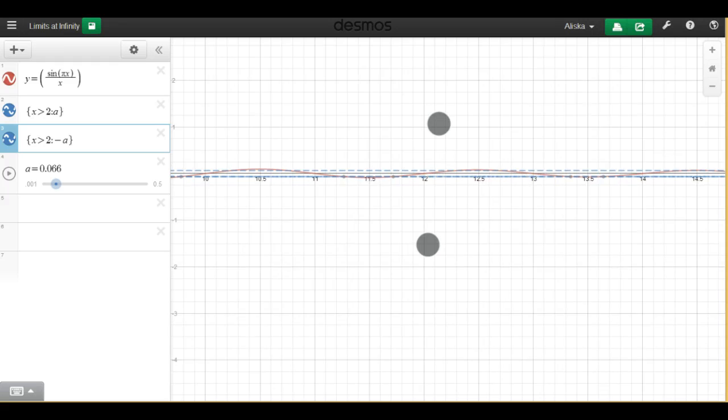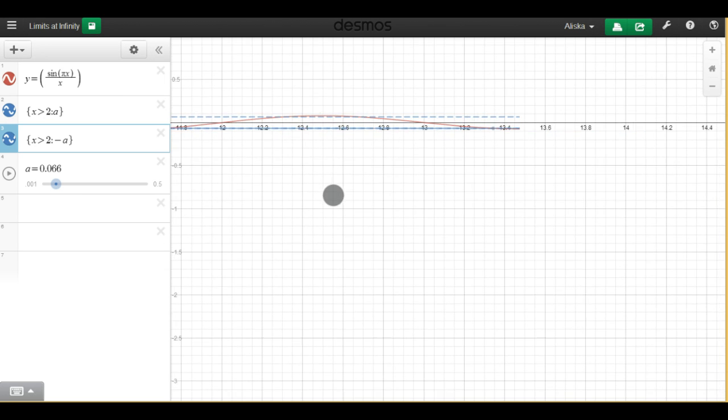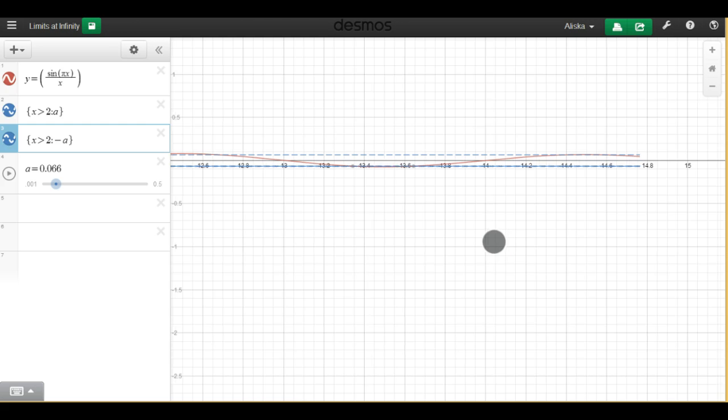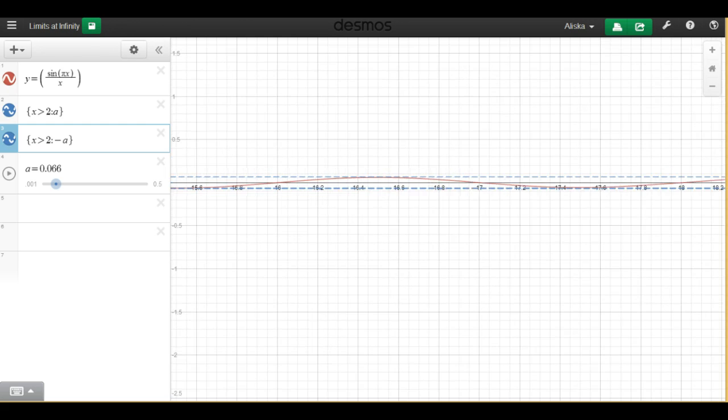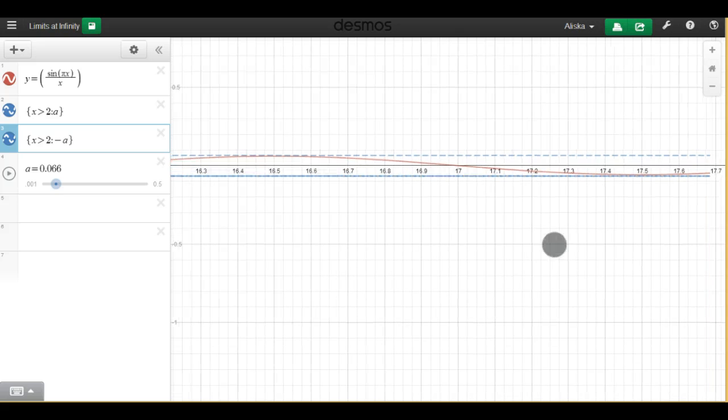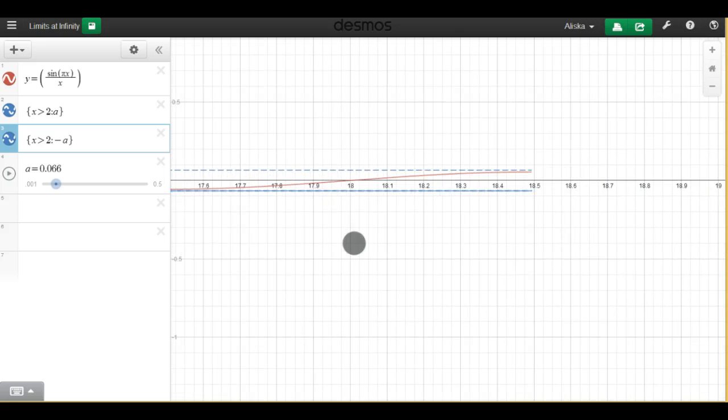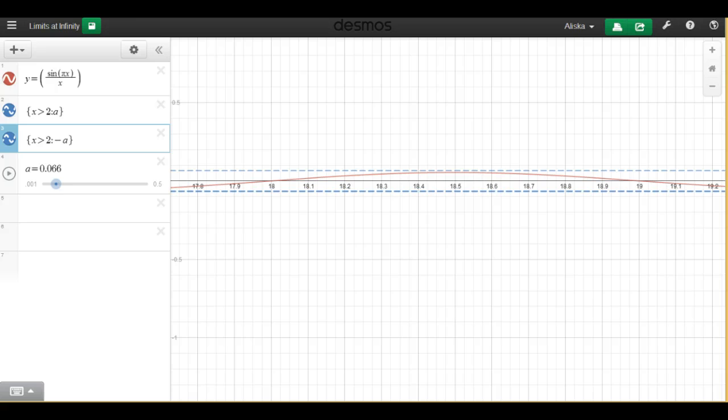Now this is teeny tiny, so I'm going to have to zoom in. But you can see that if I go far enough down and zoom in enough so I can actually see what's going on, I'm going to stay inside that interval from then on. And it doesn't matter how small I make A, as long as it is greater than 0, I can get far enough towards infinity so that my graph stays inside my interval.